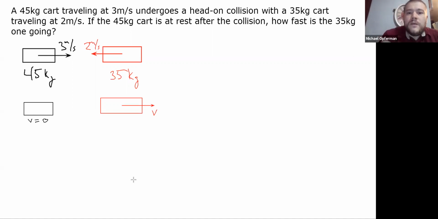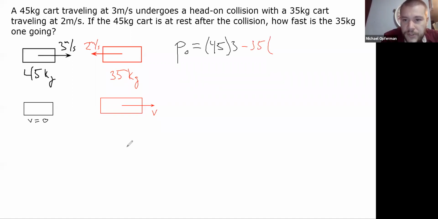Okay. Now I write down the momentum for the initial state. So for the initial state here, you're doing mv for each term. So it's going to be 45 kg times 3 meters per second minus 35 kg times 2 meters per second. So 45 times 3 minus 35 times 2 gives me positive 65. And that's in units of kilogram meters per second.